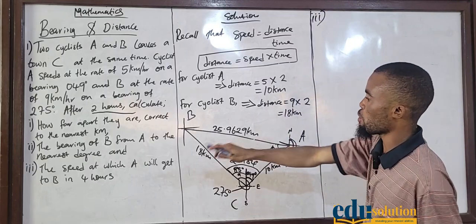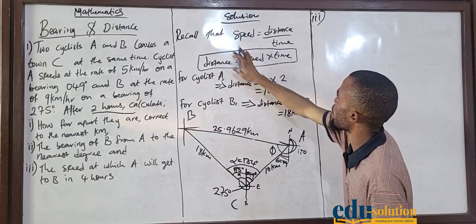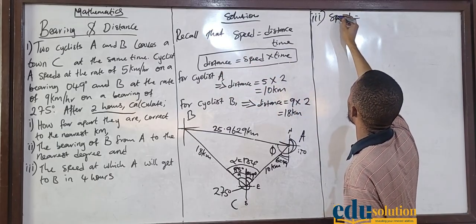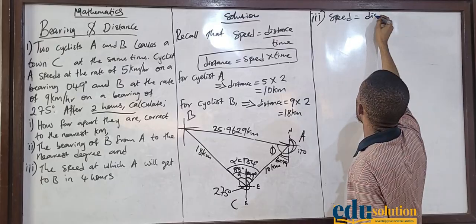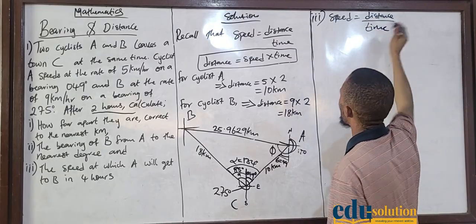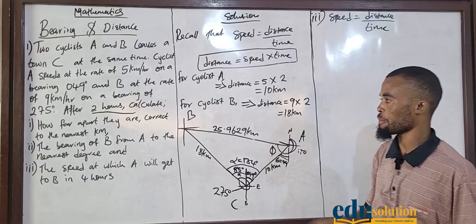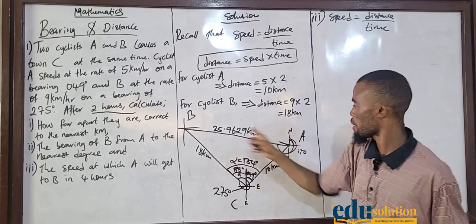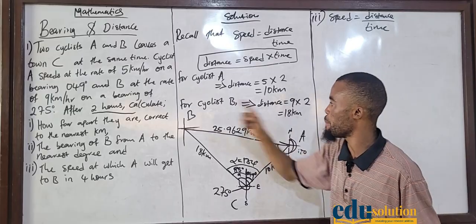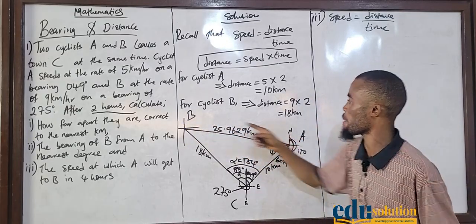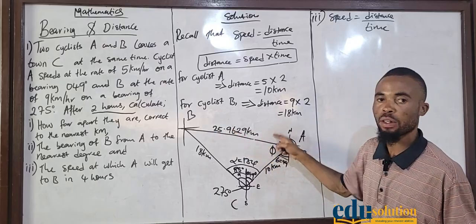So we are looking for speed. Remember the formula from the beginning. We have that speed is equal to distance over time. The question says we are looking for the speed at which A will get to B in 4 hours. So that means the distance we are considering is between A and B, so we are using this distance of 25.9629.